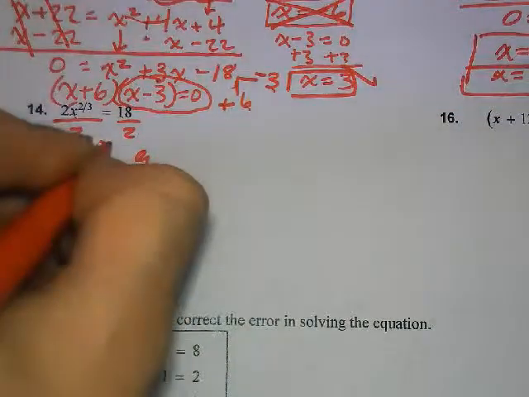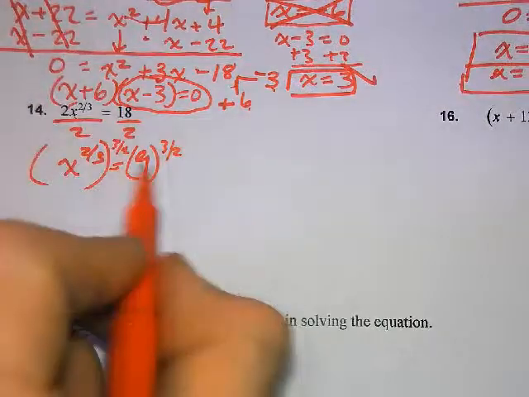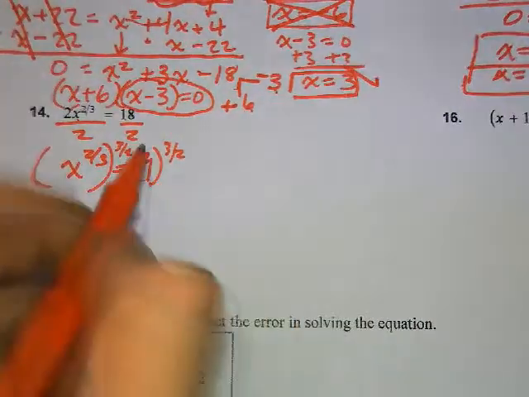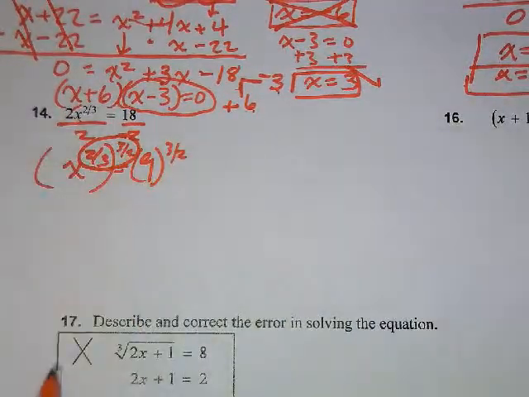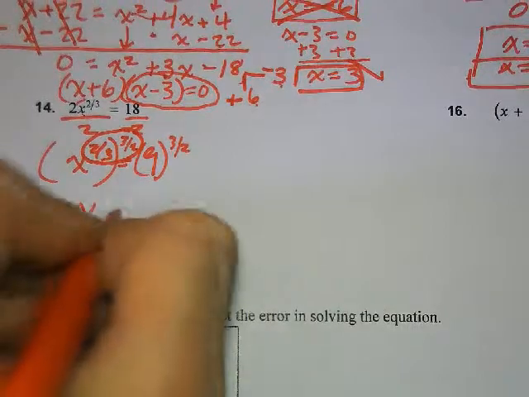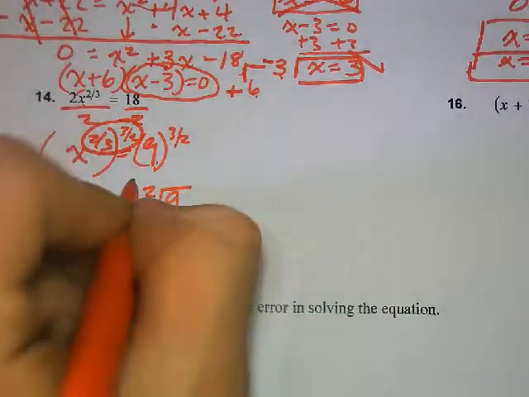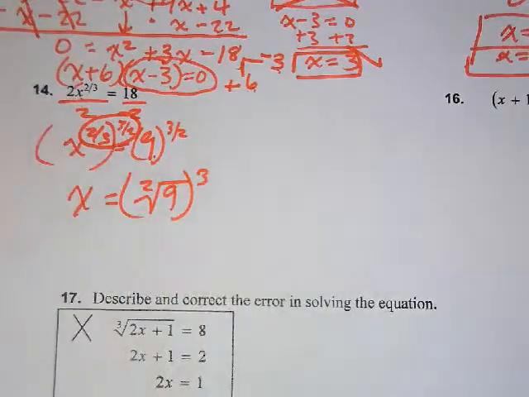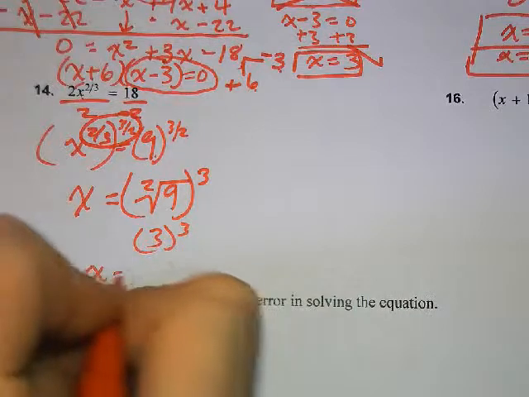So I'm going to raise both sides to the 3 over 2 power. The whole point of raising to the reciprocal is so that that cancels. So you have x. Now we're going to take the square root of 9 and raise it to the 3rd power. And when we do that, it's going to be 3 to the 3rd power, so x equals 27. Let's work on number 16.